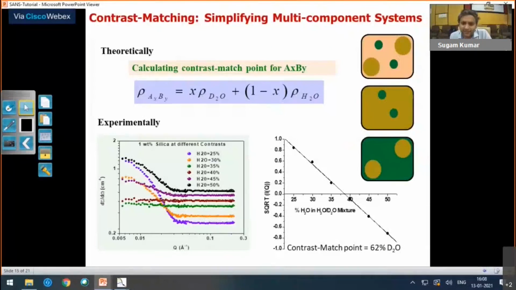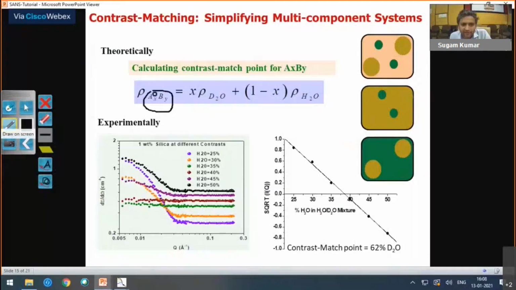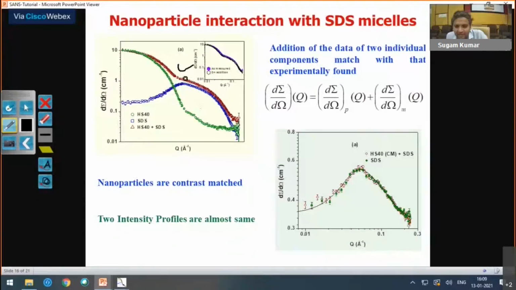This is the example. I have shown you how to calculate the scattering length density, but when you know the scattering length density of a molecule, then what you need to do is just put D2O, H2O in combination and get it by this equation. Silica is contrast matched here, so what we see is only the surfactant in the silica surfactant system. Maybe I will stop here, will not go through any more examples, we'll take questions.